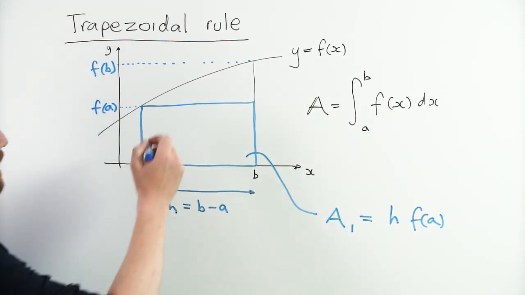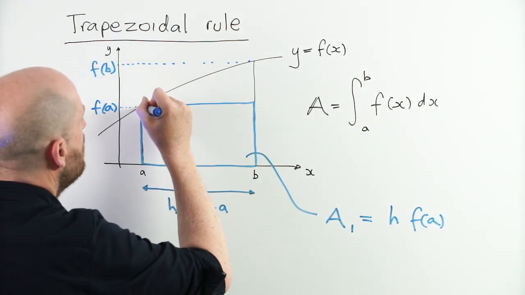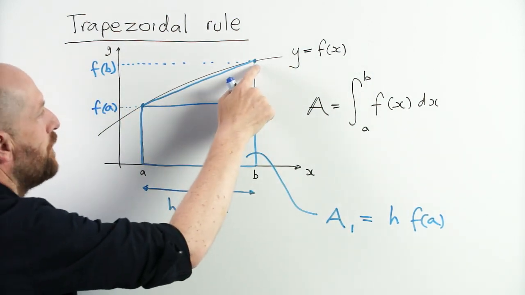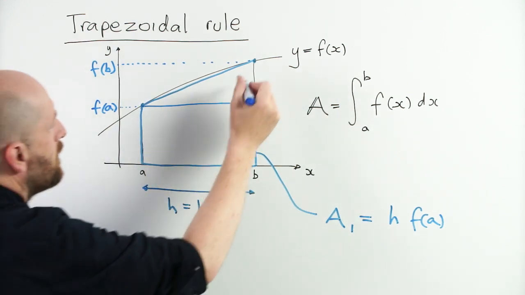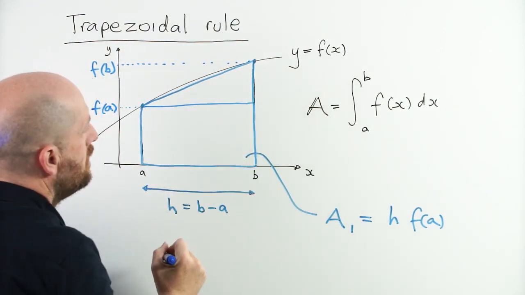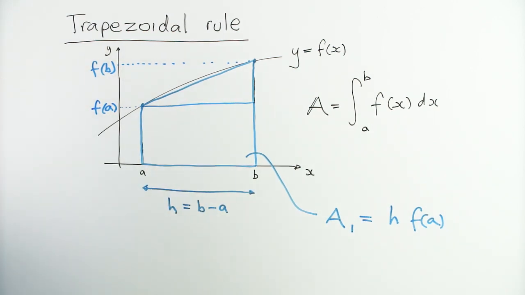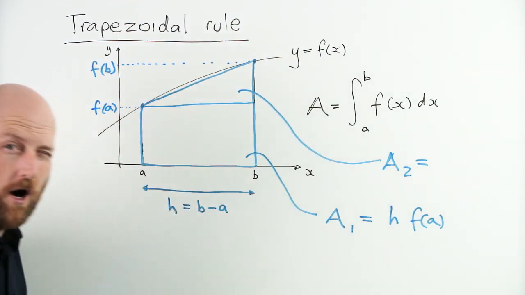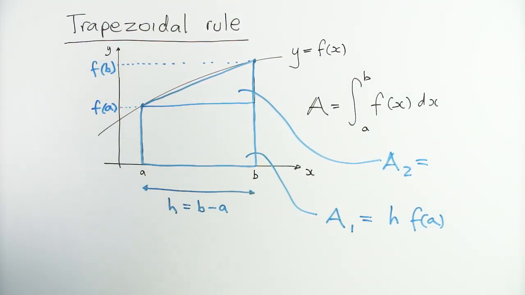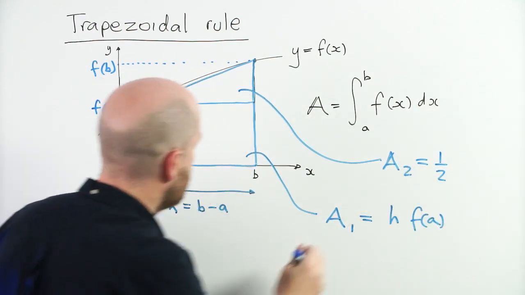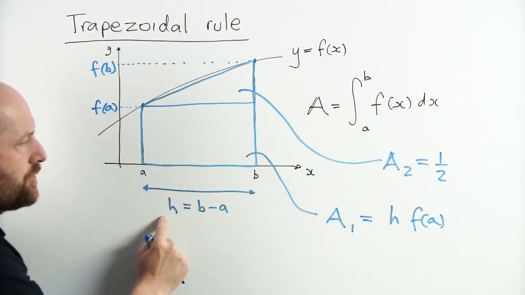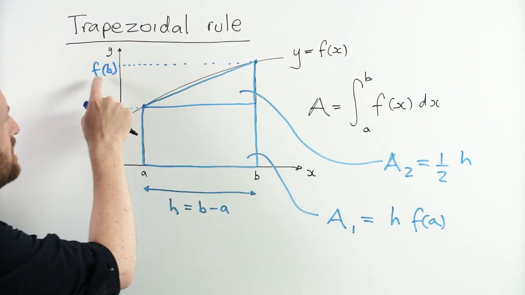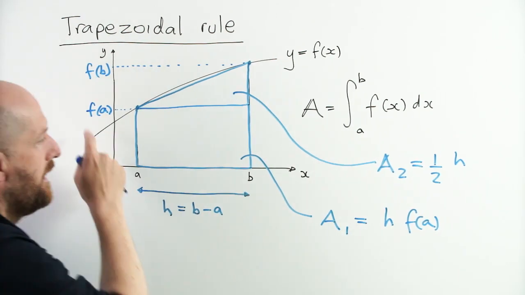What we could add in is the area of a triangle, which is formed by going from this point here and this point here, two points on our curve. I'm going to add in the area of this triangle. Let's call it A2. It's a half base times height, that's the area of a triangle. So that's a half times the length of the base, which is h, times its height. What's its height? The height of this is the difference between f at b and f at a.